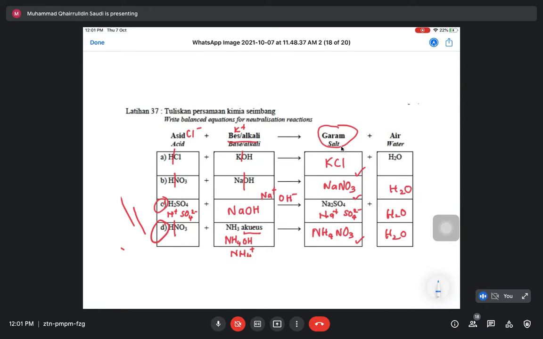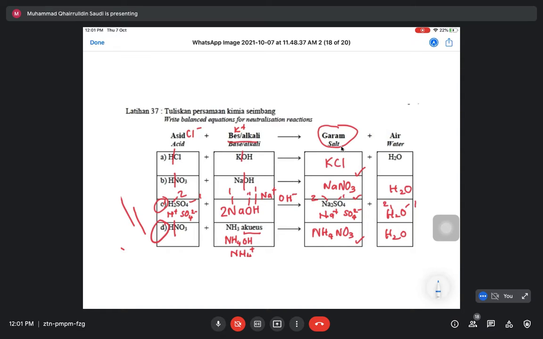Is it balanced? No, it's not balanced. Why? We have two hydrogen here, one sulfate ion. We have one nitrogen, one oxygen, one hydrogen. Here we have two sodium, one sulfate ion, two hydrogen, and one oxygen. So the one that is not balanced is our sodium. So how to balance? We write down 2 in front.